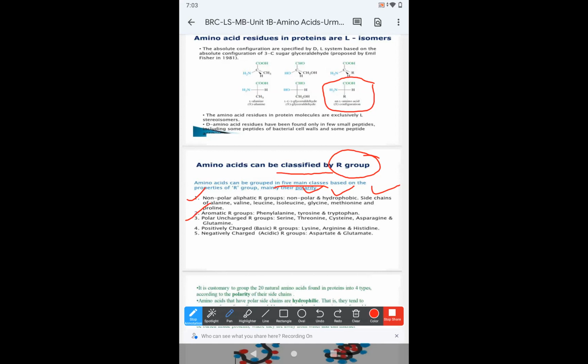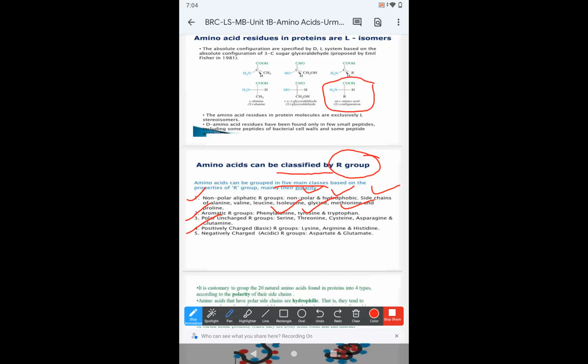Second one, aromatic R groups. Aromatic R groups contain an aromatic ring bound to the amino acid. Examples are phenylalanine, tyrosine, and tryptophan. These three are the aromatic amino acids. Got it? Next, polar uncharged R groups: serine, threonine, cysteine, asparagine, and glutamine. These are the polar amino acids. Next, the fourth one, positively charged R groups. These are basic in nature: lysine, arginine, and histidine.